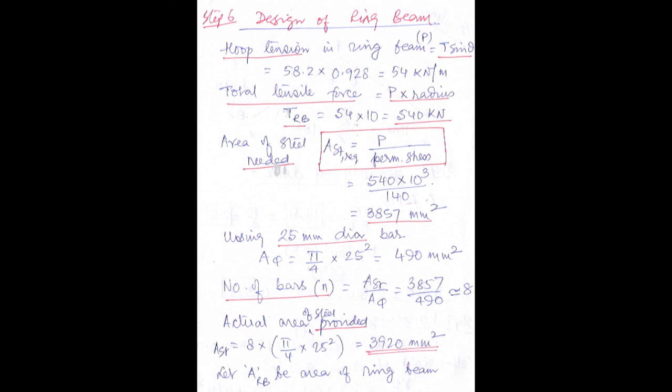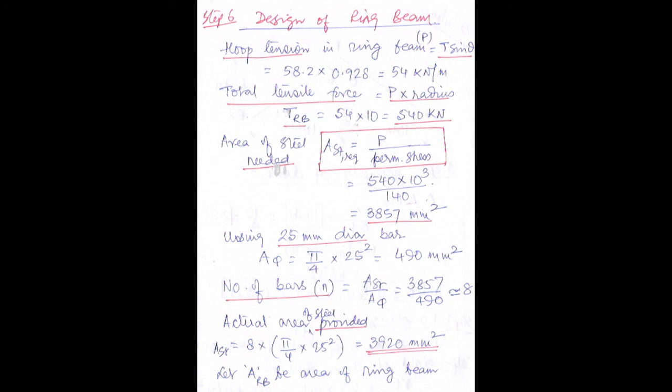So let us see the actual area of the steel provided. 8 multiplied by pi by 4 into 25 square, that gives us 3920. What was our requirement? Our requirement was 3857, but by approximating the number of bars and converting it into a whole number, that is 8, we are getting the actual area as 3920.